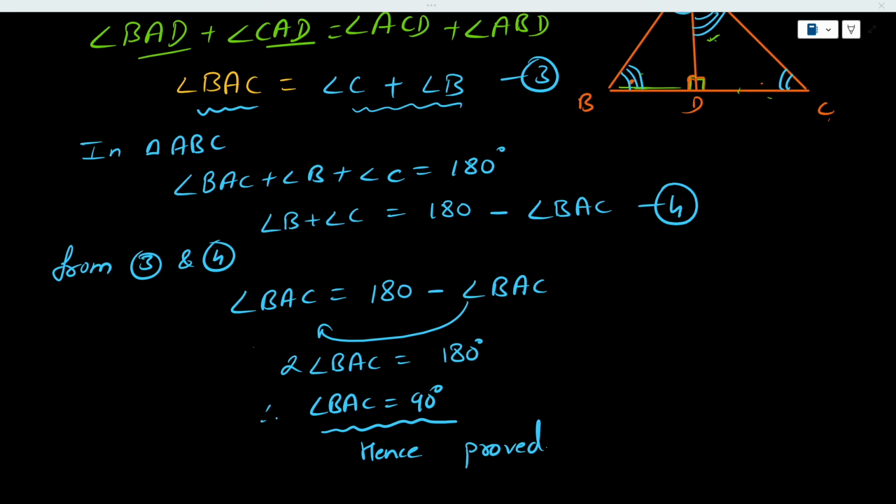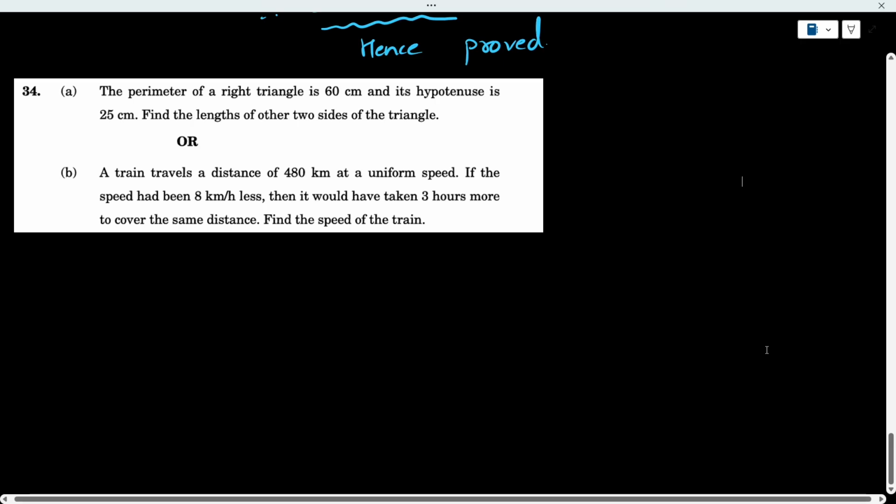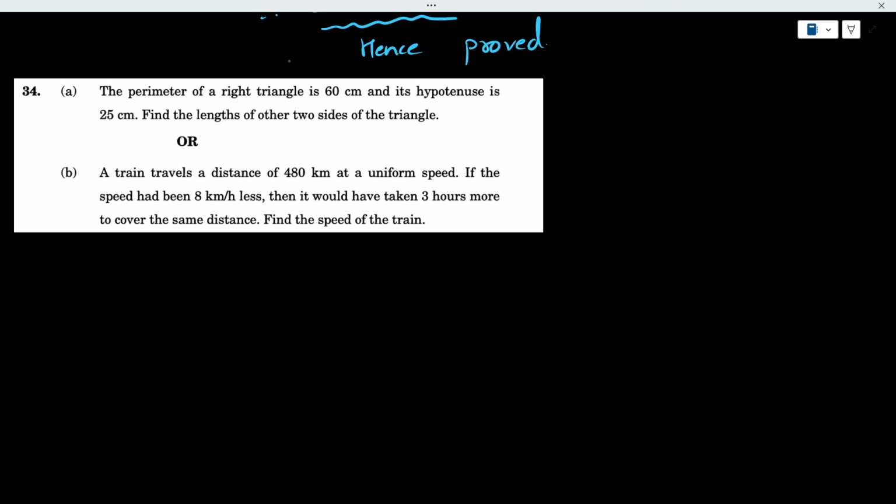This is your another 5 marker question. Let us go for the next question here. Two questions will have internal choice. Now read it here. What is given? The perimeter of a right triangle is 60 meter and its hypotenuse is 25 centimeter. Find the length of the other two sides of the triangle.